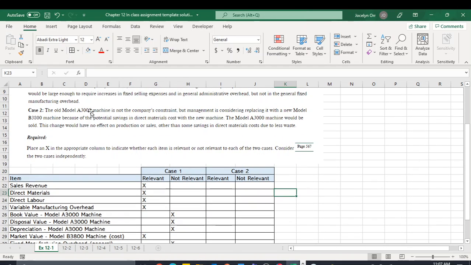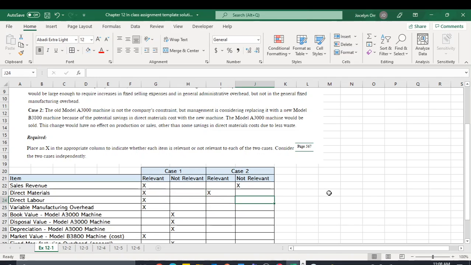So case 2, I'll read one more time. The old machine is not the company's constraint, but management is still considering replacing it with a new model because of the potential savings in direct materials cost with the new machine. The A3000 machine would be sold. This change would have no effect on production or sales other than some savings in direct material costs due to less waste. So we know that it's not going to impact our sales. If it doesn't change between the two alternatives, it is not relevant to the discussion. It will, however, save us some money in direct material costs due to less waste, so that is relevant to the discussion.